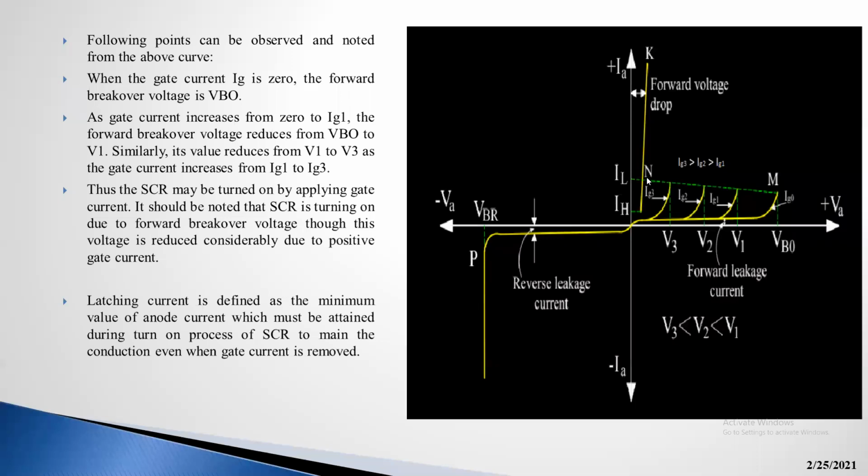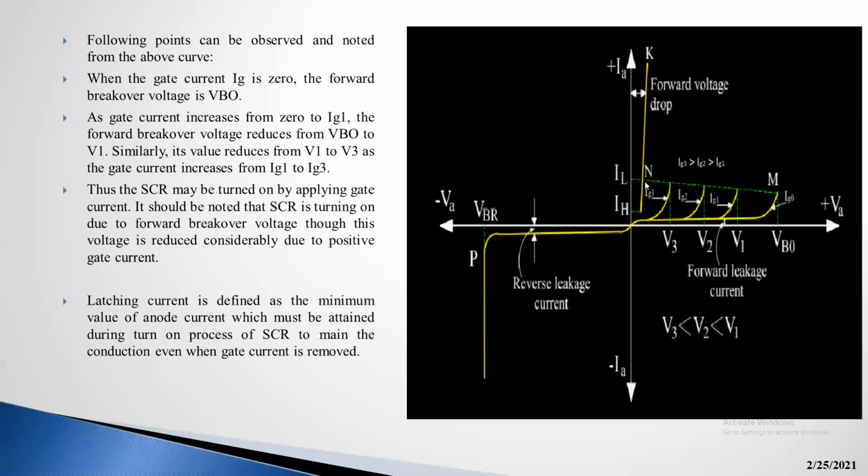Once the SCR is turned on, we can remove the gate circuit, but one condition should be satisfied. The anode current should be above this value, the latching point. Then only you can remove the gate current, and the SCR still remains in the on condition. If the anode current is above this point and you remove the gate circuit, there is no problem; the SCR still remains on.